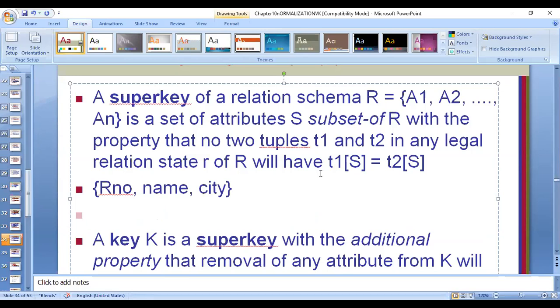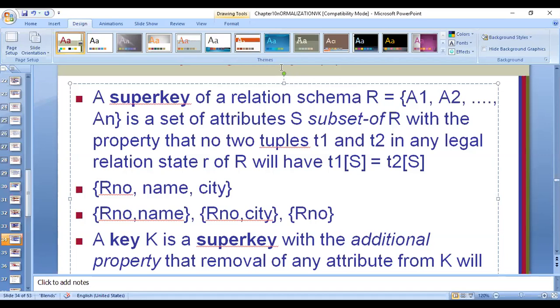Now all three attributes together can be a super key. Then there could be another super key which is RNO comma name. There can be another super key which is RNO comma city. Do you agree with this? We have discussed, if you remember. So all these are super keys related to the table student. But we can't say that all these are keys. So how is key different from the super key? Super keys may be composed of multiple attributes, but key is always a minimal super key.